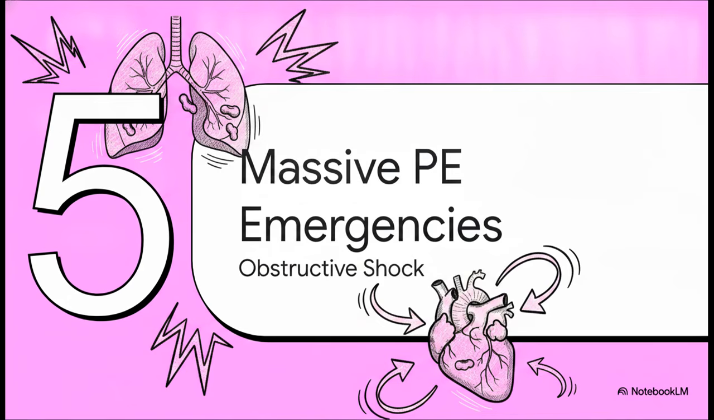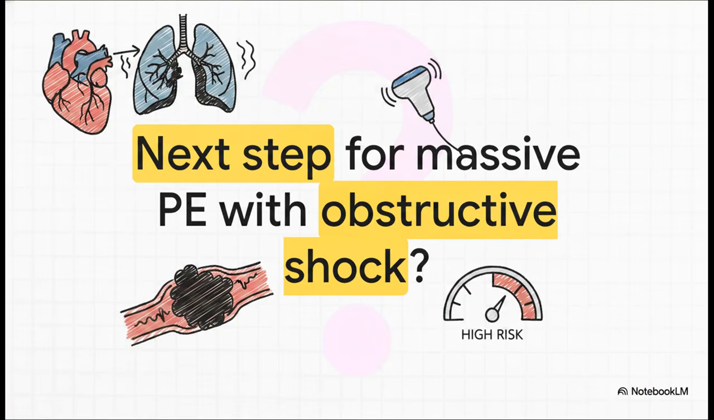Section 5. Massive pulmonary embolism emergencies. For our final case, we're shifting gears completely to a terrifying, high-stakes pulmonary emergency. Okay, listen closely to this presentation. A patient suddenly develops obstructive shock and sustained hypotension. A point-of-care ultrasound shows right ventricular dilation with septal flattening. What is the next best step?